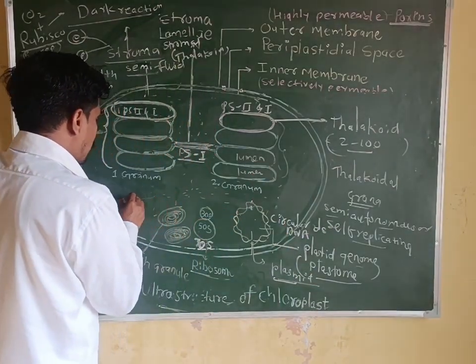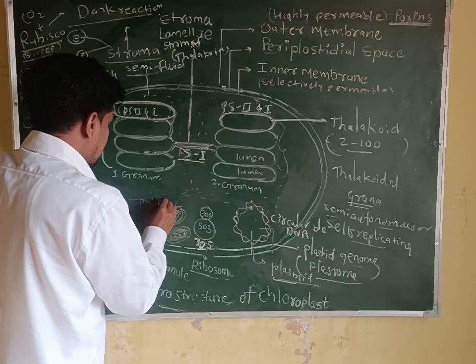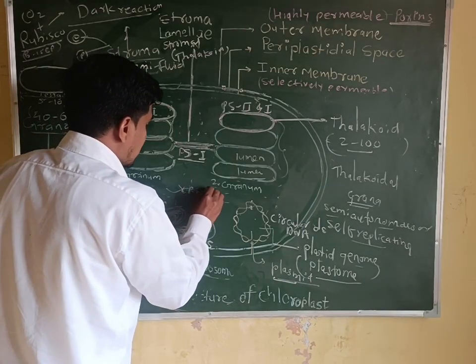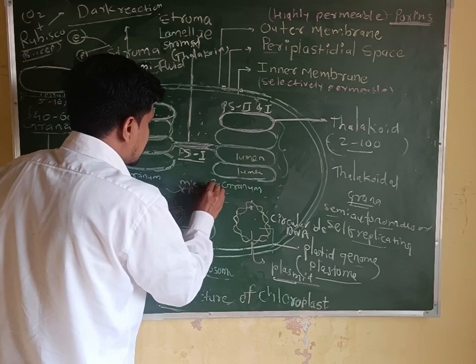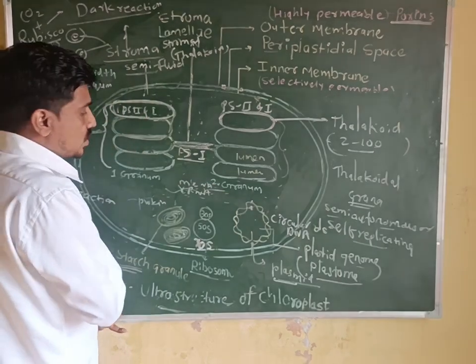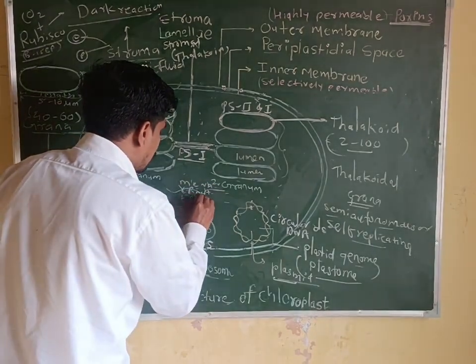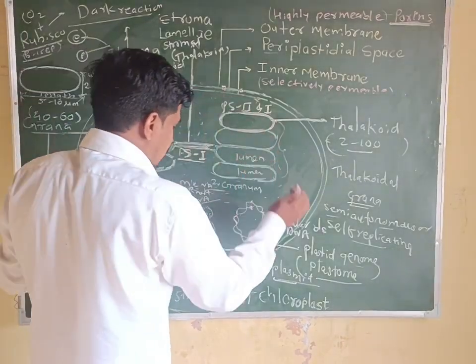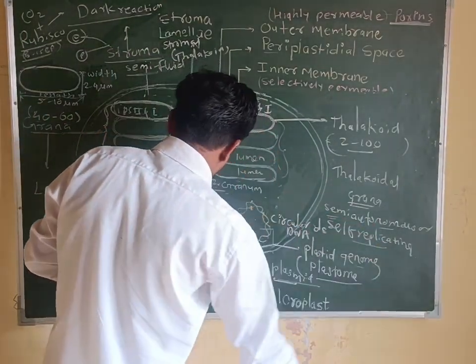So in the stroma, proteins are also present. RNA is also present: rRNA, mRNA and tRNA are all present inside the stroma. So all its machinery is present. That's why it is semi-autonomous in nature.